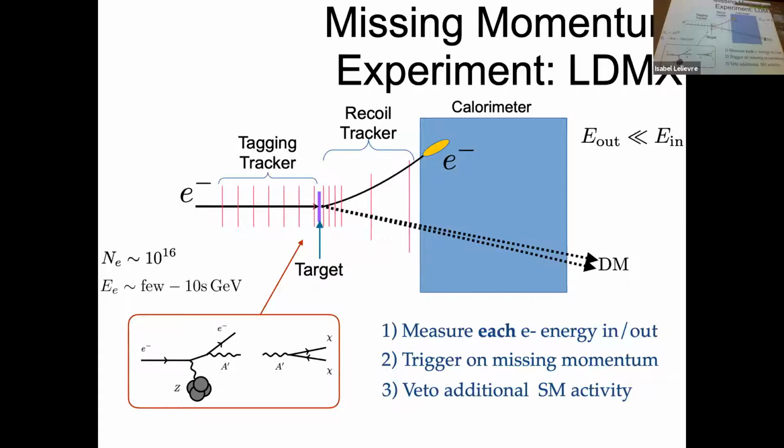You can imagine there's a quark here, and then you produce mesons, right? The idea is that you want to veto that activity and just look for the case where you just have an electron and nothing else. So you can't have an off-axis detector, because you don't just want to veto that, you also do not want to miss out on your dark matter.